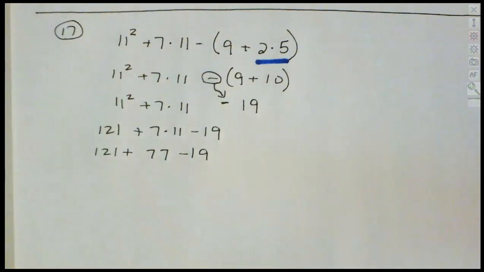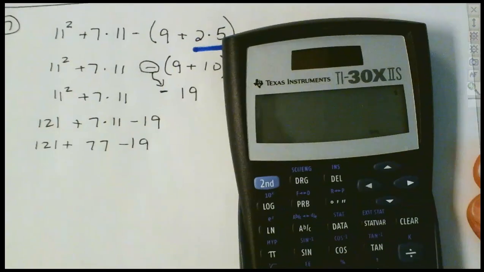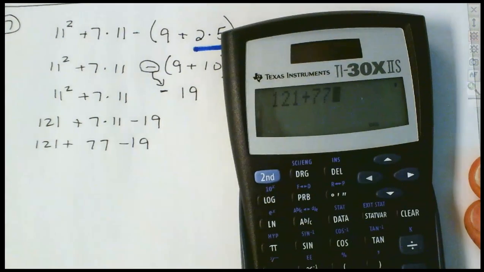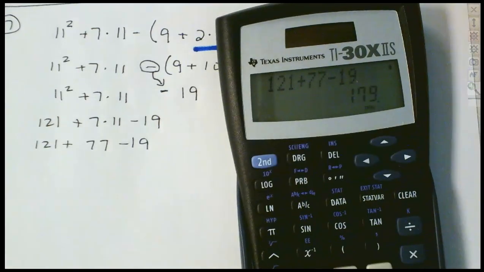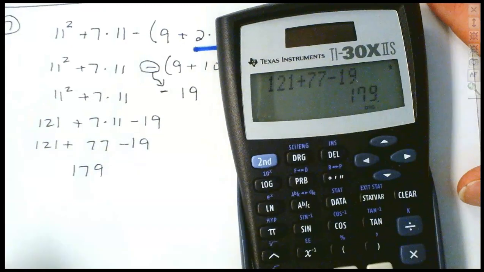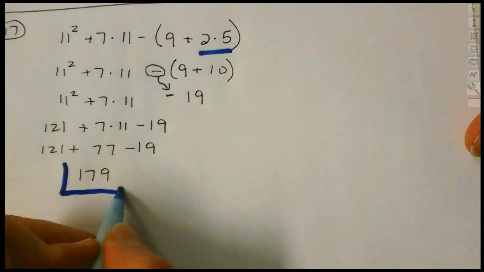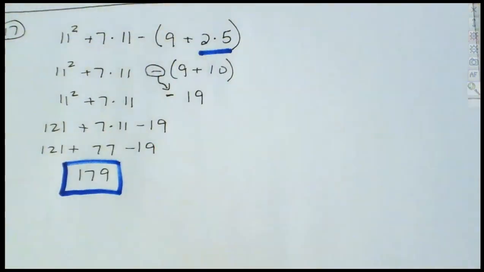Now all the parentheses are gone, all the multiplication is gone, all the powers are gone. We just simply add them across. So we've got 121, add 77, subtract off 19, and what do we get for our final answer? 179. That's how you do that question. I've seen students make mistakes because they'll add first and then multiply. There's lots of ways where students can make mistakes.